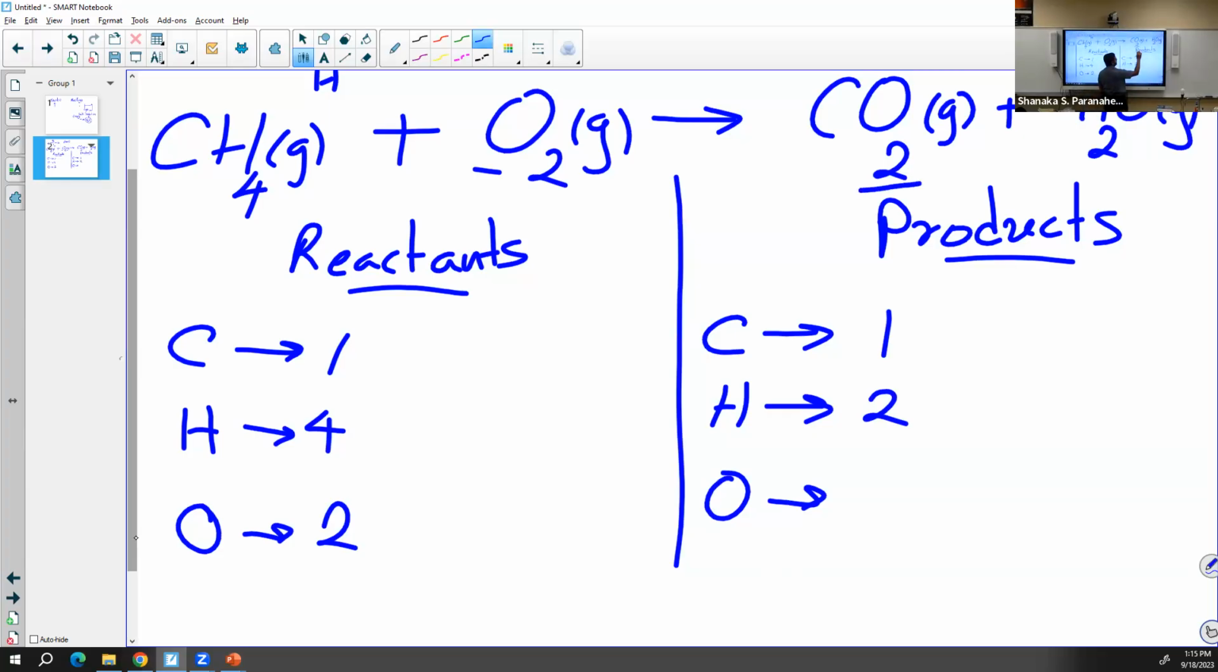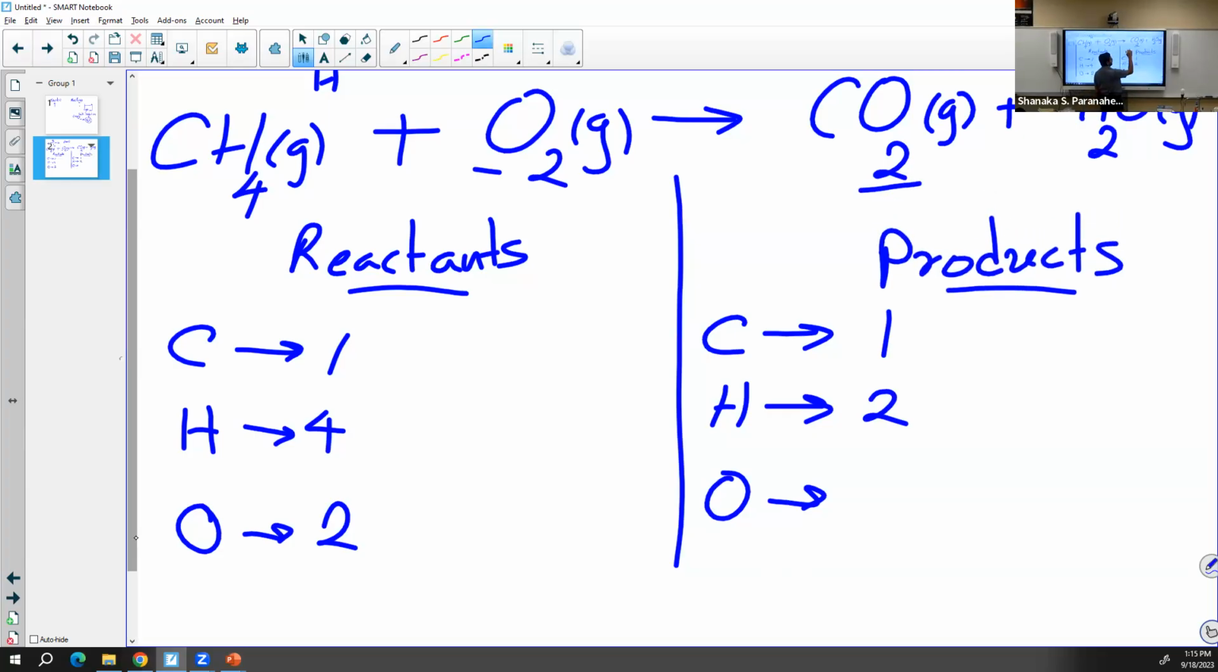There are 2 oxygen atoms in one carbon dioxide, plus 1 oxygen in water. So 2 plus 1, total is 3. There are 3 oxygen atoms. Sometimes the same element can be present in multiple reactants and products.